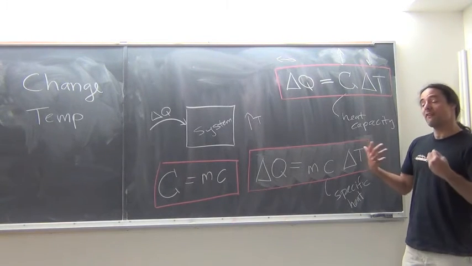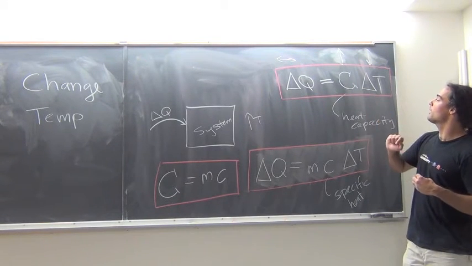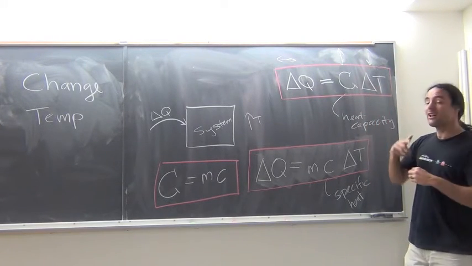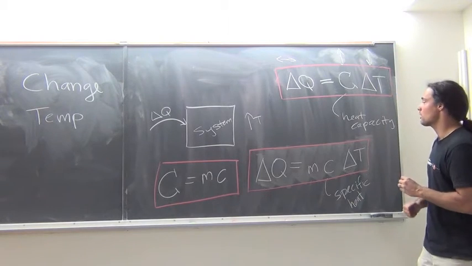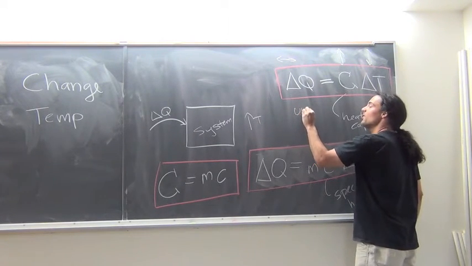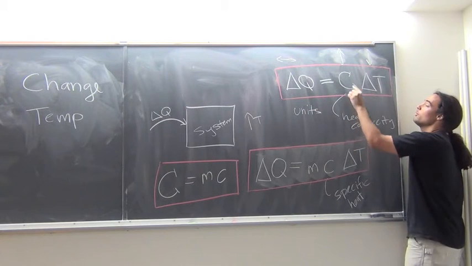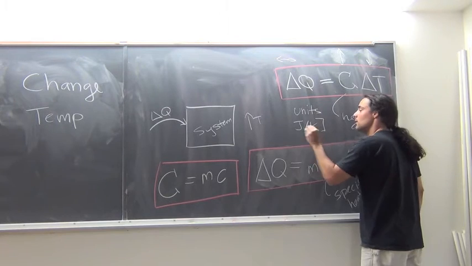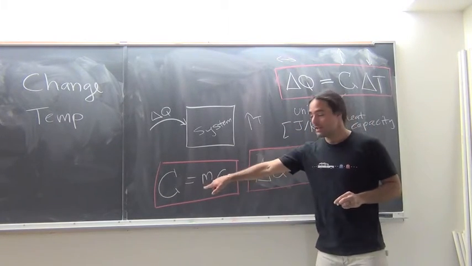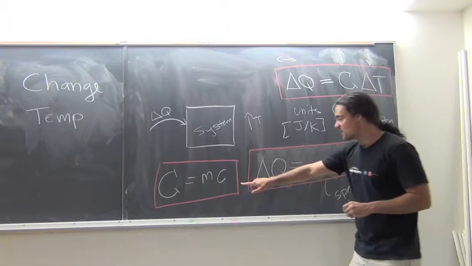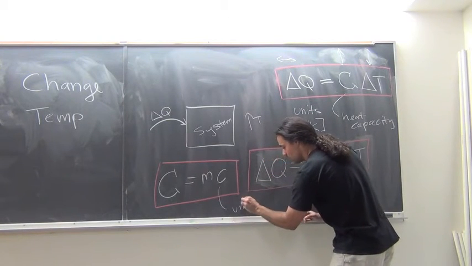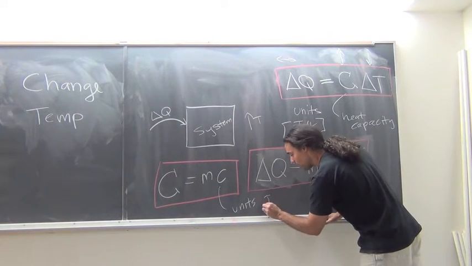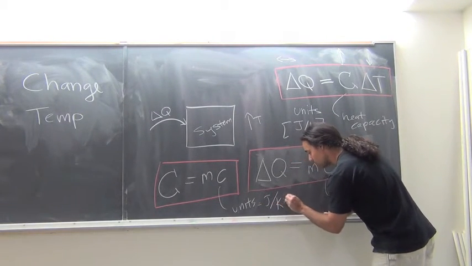Now if I want to work out the units for this, just looking here, I know Q is in joules, because it's an energy. Delta T is in Kelvin because it's a temperature. Therefore the units of heat capacity are just going to be joules per Kelvin. And then taking that over here, I can see that the units of specific heat are going to be joules per Kelvin, but now per kilogram as well. Joules per Kelvin per kilogram.